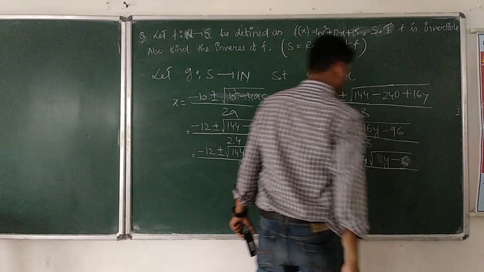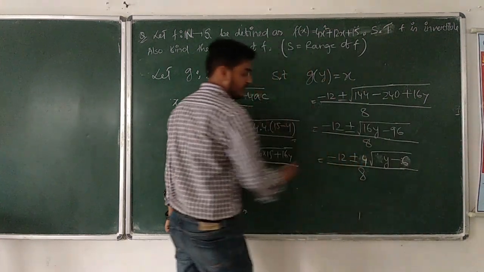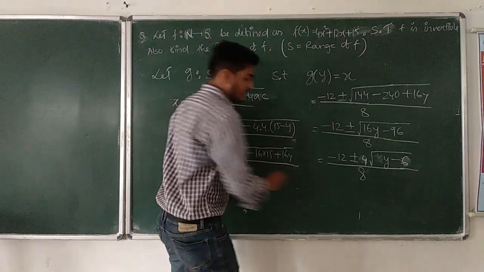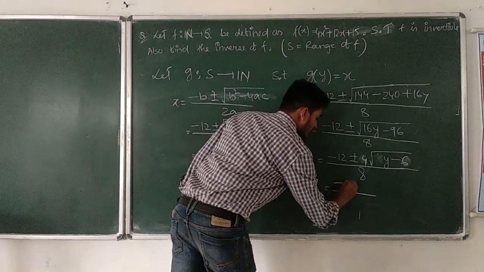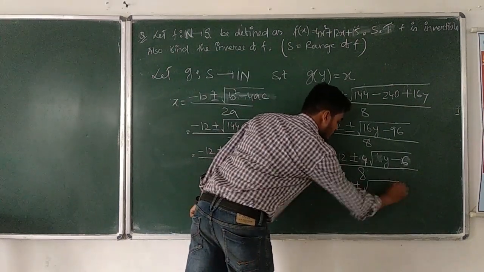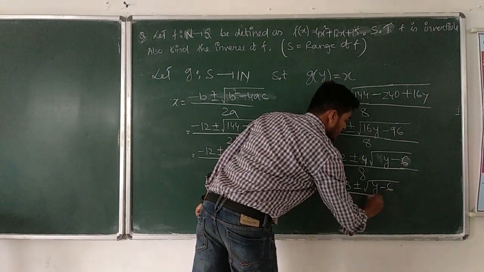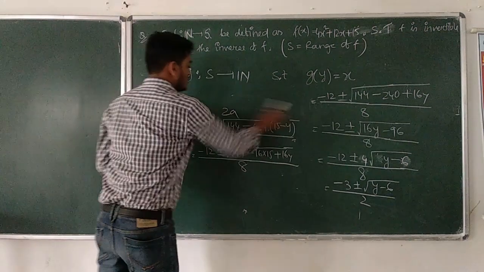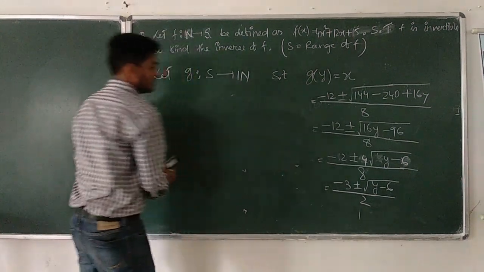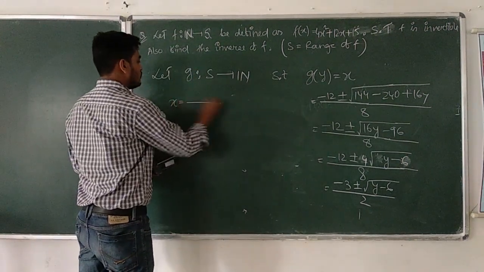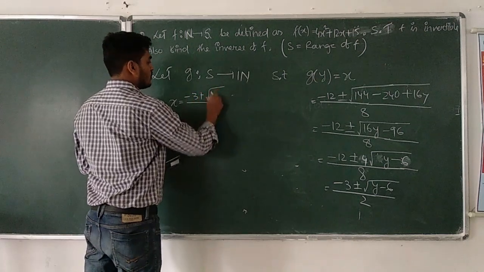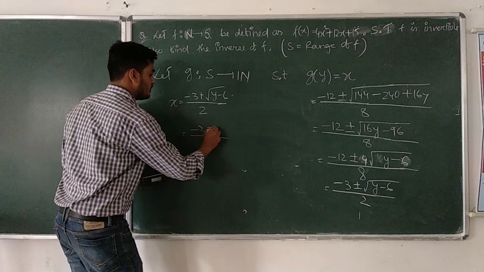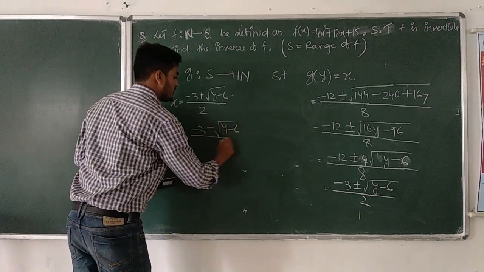16 6. Now obviously you can take 4 common. After taking 4 common, it will be cancelled with 8. So we will have (minus 3 plus minus square root of y minus 6) divided by 2. That means we will have two different values of x. What are the values of x? One is x equals (minus 3 plus square root of y minus 6) by 2. Another is (minus 3 minus square root of y minus 6) by 2.